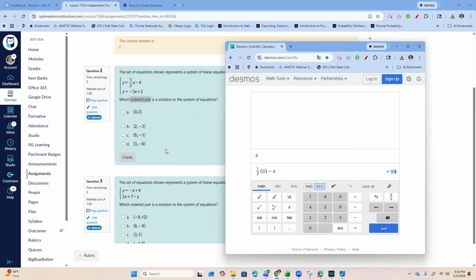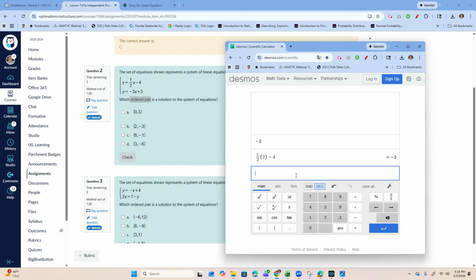So that means it cannot be letter A, my answer. So I'm going to try B now. So who is my Y? I'm going to go back to what I had at the beginning. So now I'm going to test B. Who's my Y? -3. So I'm going to replace my Y here with -3. And who's my X? 2. So again, I'm going to replace the X with an empty parentheses, and I'm going to put 2 inside. And look at my answer up here, and look at my answer here. Can you see they're the same? So far, 2 comma -3 works in the first equation.